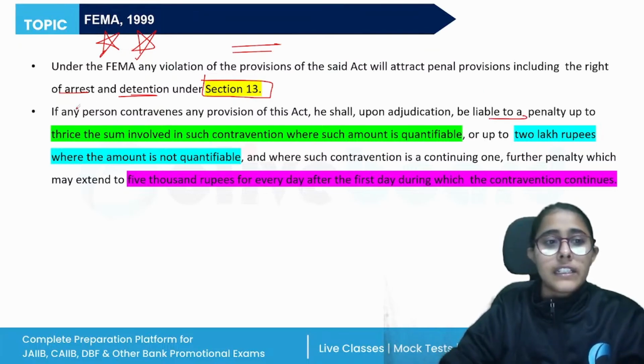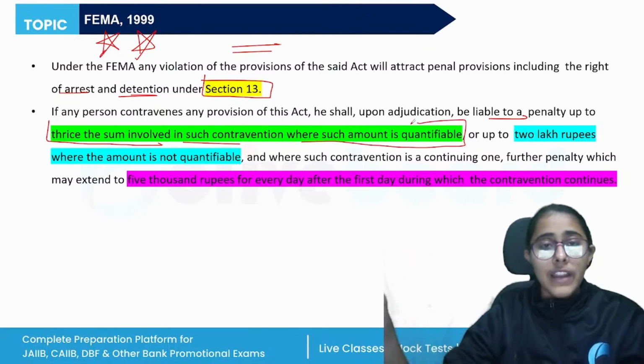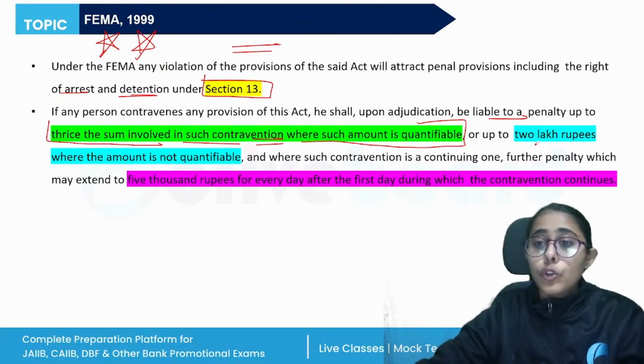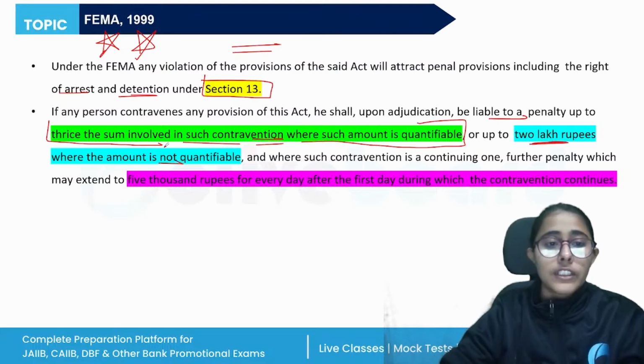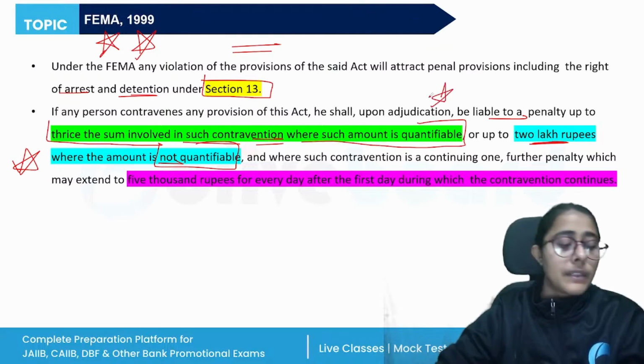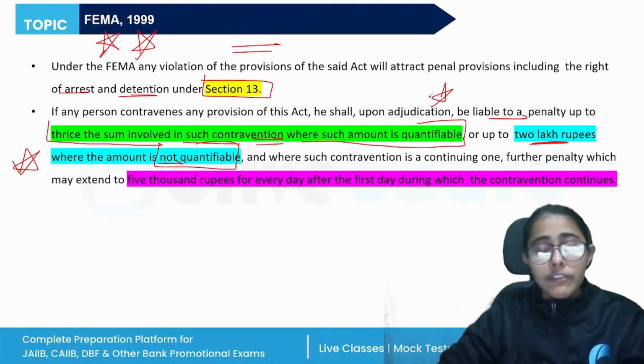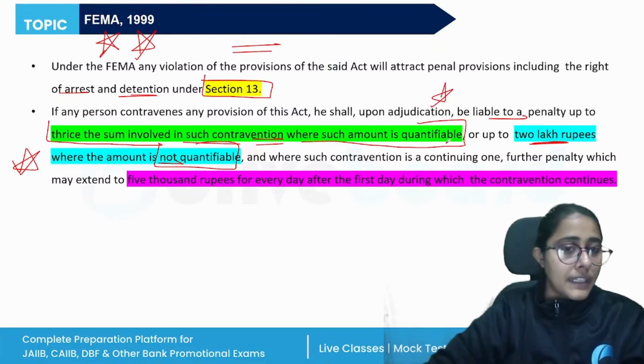liable to a penalty up to thrice the sum involved in such contravention where the amount is quantifiable. If the amount is quantifiable, it can be calculated, then thrice the amount involved will be imposed as the penalty, or up to 2 lakh rupees where the amount is not quantifiable. So both the terms are important. When quantifiable, thrice the amount; not quantifiable, up to 2 lakhs will be the penalty.